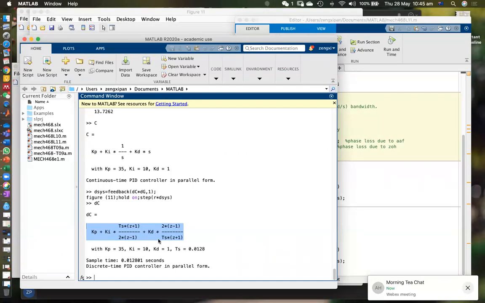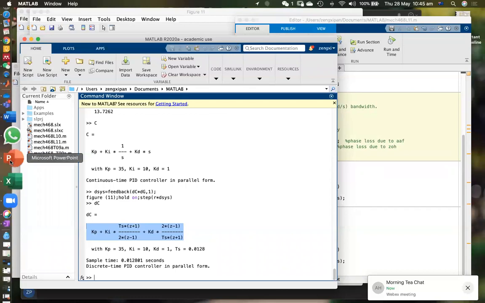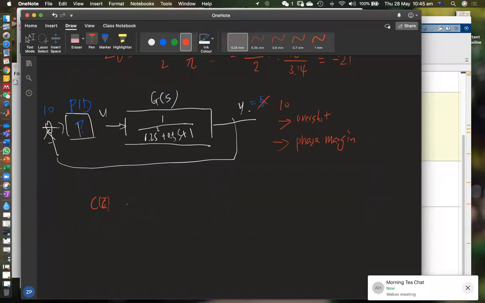Then you just have to convert that into, that's your controller as a function of Z. Just like the previous one, you can convert this into UK equal to something, something UK minus 1, something, something EK, because this is equal to UK over EK. So I didn't do the very last step, but we practiced this a few times.